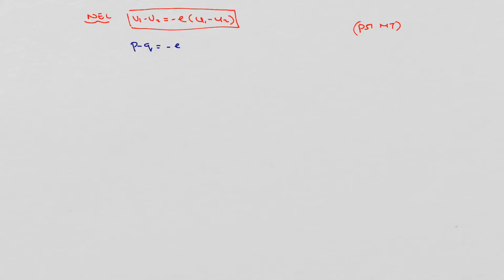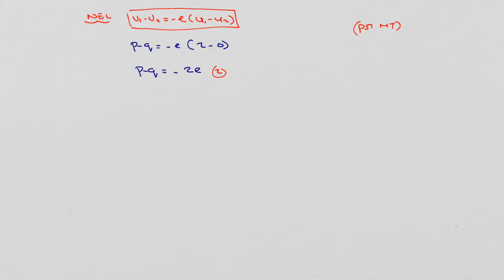If I go on to the next page then, we have our Newton's experimental law of restitution. And again, these both can be found on page 51 in our maths tables. And we have V1 minus V2 is equal to minus E times U1 minus U2. So if I'm subbing in there, I end up with P minus Q equals minus E times 2 minus 0. So in other words, P minus Q is equal to minus 2E is going to be our second equation.